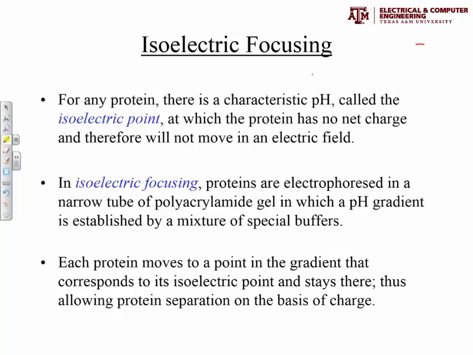So in isoelectric focusing, proteins are electrophoresed in a narrow tube of polyacrylamide gel in which you have established a pH gradient by a mixture of special buffers. So each protein will move to a point in the gradient that will correspond to its isoelectric point, where the surrounding pH is basically matching up with the charge on it, and it will stay there, thus allowing protein separation on the basis of charge.